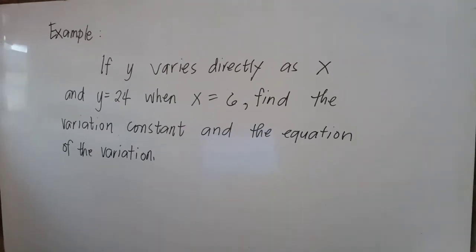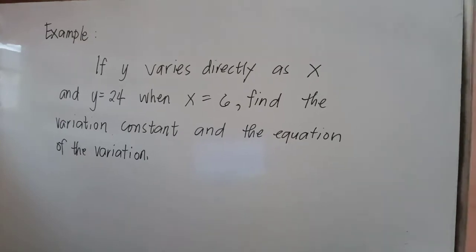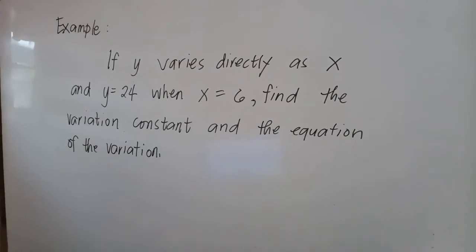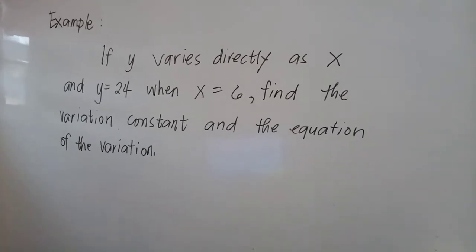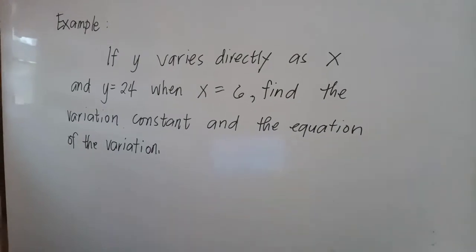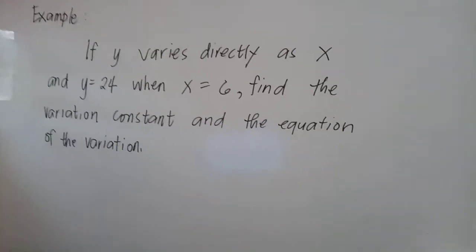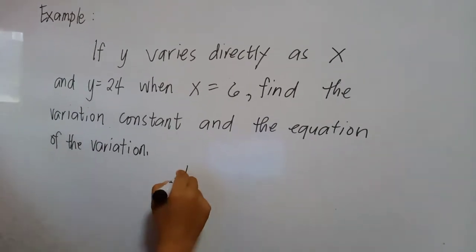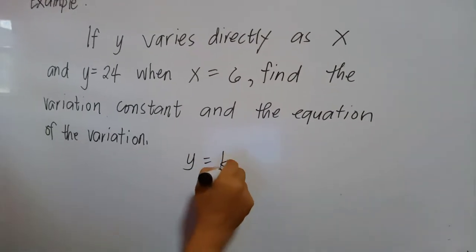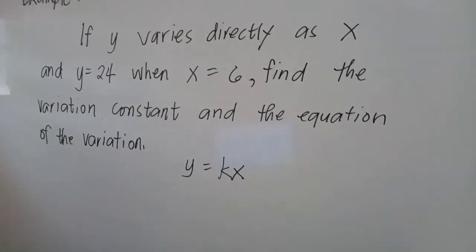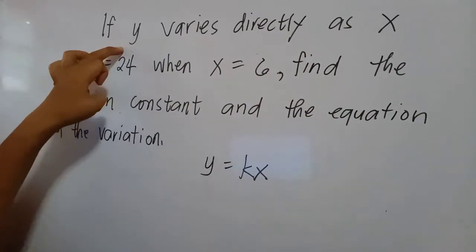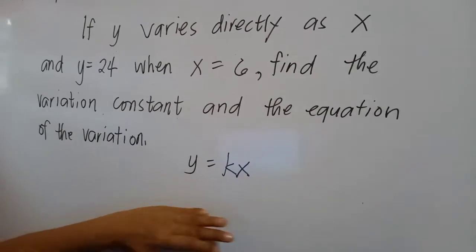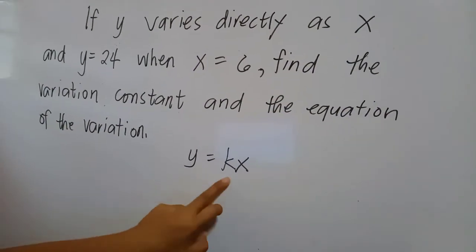Here is an example. If y varies directly as x and y equals 24 when x equals 6, find the variation constant and the equation of the variation. Okay, so we have the given y equals 24 and x equals 6. Now for the statement y varies directly as x, y is kx. Since y is mentioned first, y must be placed here, and our direct variation statement is this one, so we have kx.